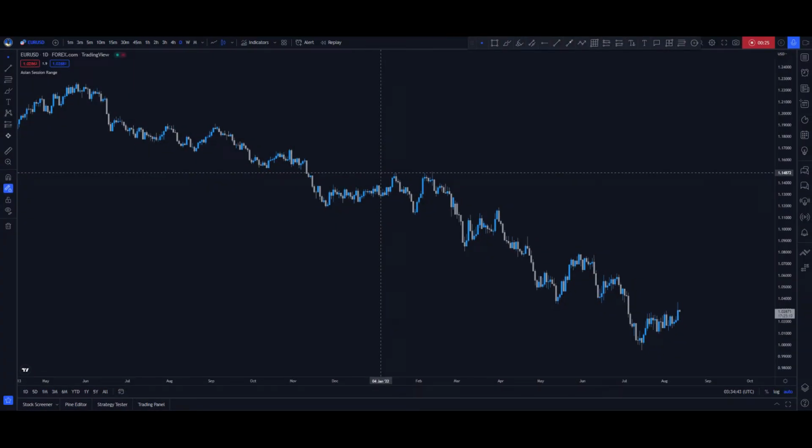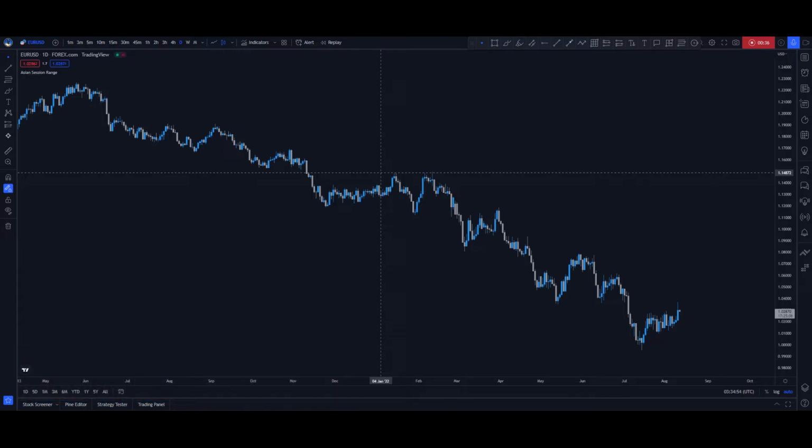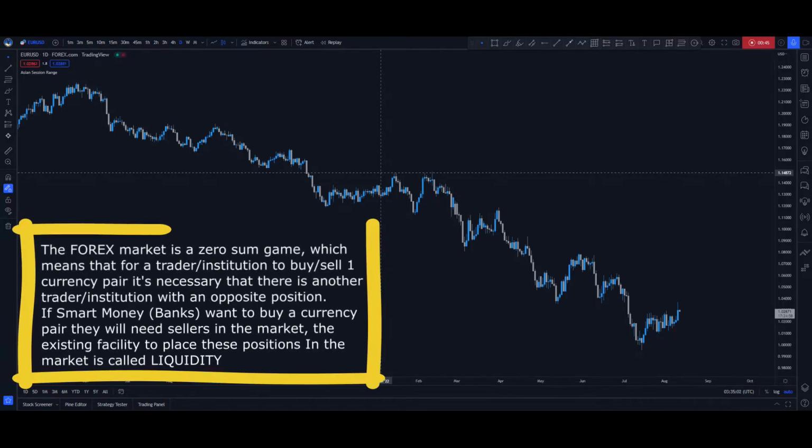And today I'm going to be talking about liquidity versus structure, right? So, what is liquidity, by the way? According to a Google search, liquidity in forex trading is probably, let's say, between the buyers and the sellers. I'll just pop it right here. I don't actually want to go into theory.